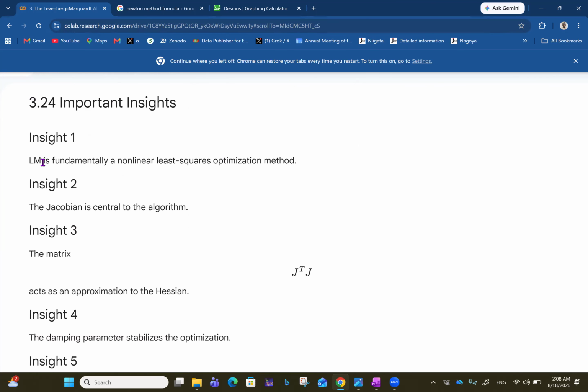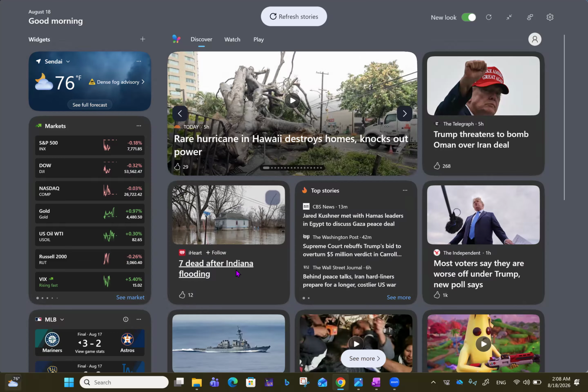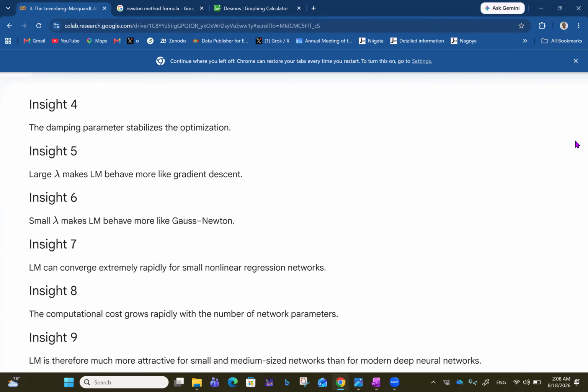Insight one, Levenberg-Marquardt is fundamentally a nonlinear least squares optimization method. Insight two, the Jacobian is central to the algorithm. Insight three, the matrix J transpose J acts as an approximation to the Hessian matrix. Insight four, the damping parameter stabilizes the optimization. Insight five, large lambda makes Levenberg-Marquardt behave more like gradient descent. Small lambda makes Levenberg-Marquardt behave more like Gauss-Newton.